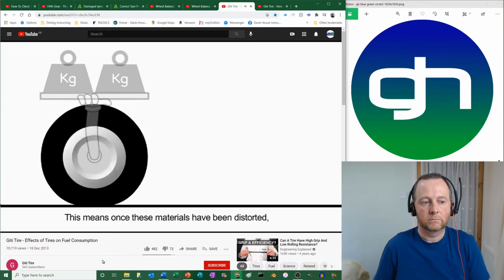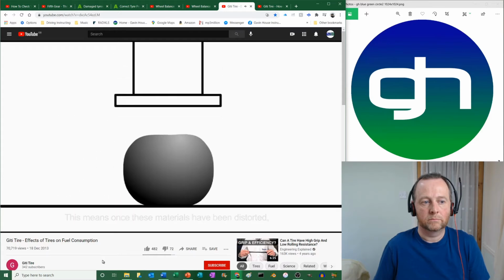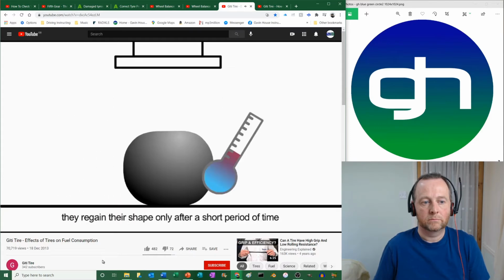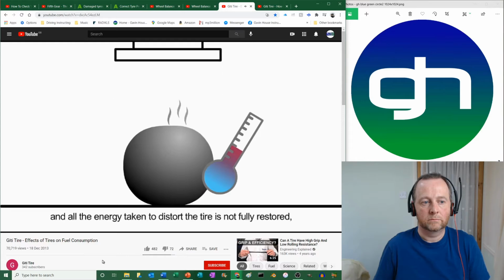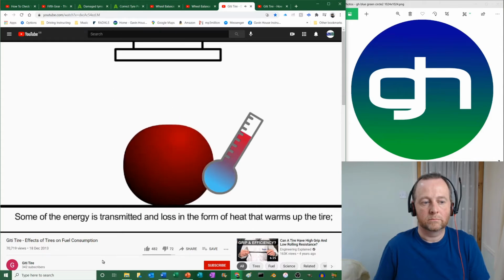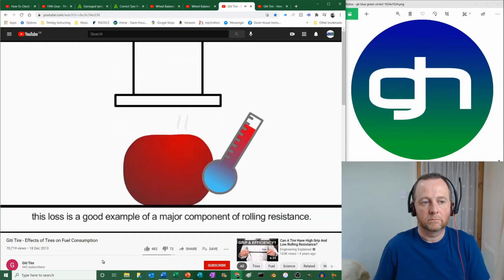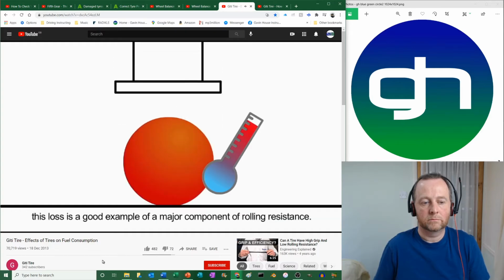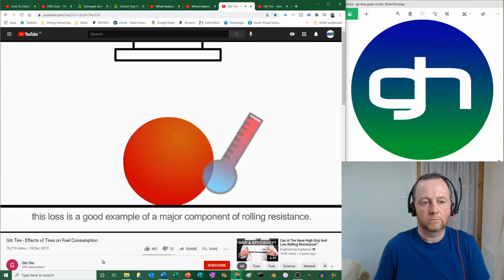This means once these materials have been distorted, they regain their shape only after a short period of time, and all the energy taken to distort the tire is not fully restored. This too is a scientific law of physics. Some of the energy is transmitted and lost in the form of heat that warms up the tire. This loss is a good example of a major component of rolling resistance.